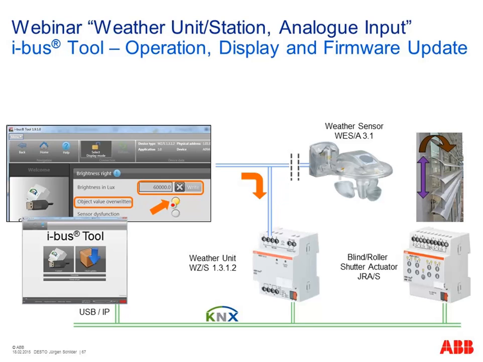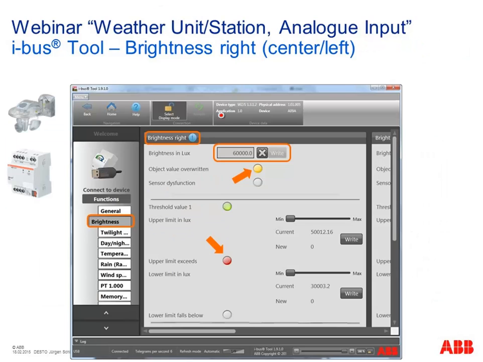Additionally here this object or this button gets yellow, which shows you that we have overridden the sensor value here manually by entering here a value and have pressed the button confirm. So then we can test or simulate 60,000 lux and test here the behavior of our shutter control system, or changing the position, the height, or the lamellas and so on. So now let's do it.